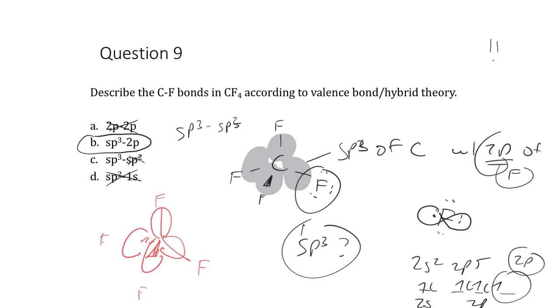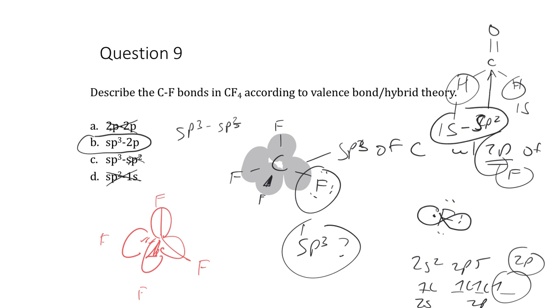sp2, 1s overlap would apply if we had a structure like formaldehyde, where hydrogen's biggest orbital is a 1s. So you have the 1s, and then carbon here being in a trigonal planar arrangement would be sp2. So we'd say that you'd get 1s, sp2 overlap between the H and the C in something like formaldehyde.